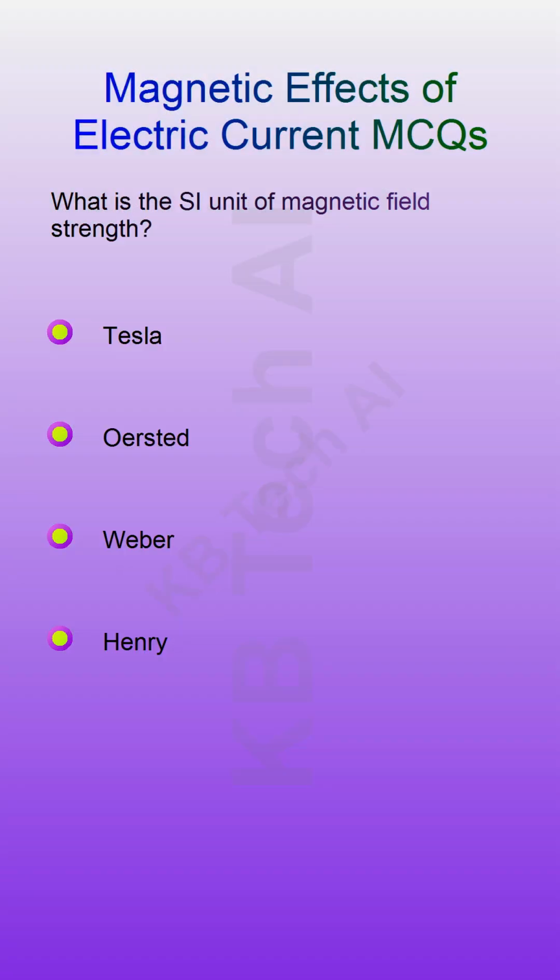What is the SI unit of magnetic field strength? Option 1, Tesla. Option 2, Oersted. Option 3, Weber. Option 4, Henry. The answer is, option 1, Tesla.